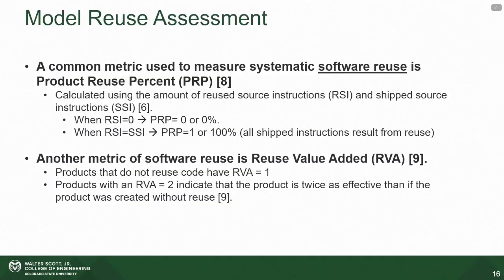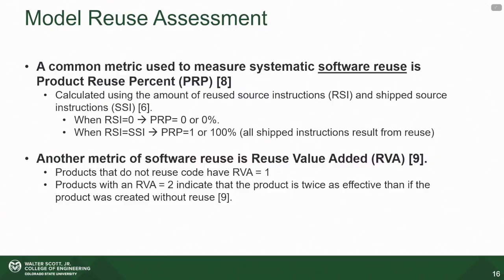A standard metric used to measure system software reuse is called the product reuse percent, or PRP. This particular metric indicates how much of a product can be attributed to reuse and is calculated using the amount of reused source instructions, or RSI, and the shipped source instructions, SSI. When the product has no reuse, RSI is equal to 0, resulting in a PRP of 0. When RSI is equal to SSI, all shipped instructions result from reuse, and thus PRP is equal to 1. So PRP lives between 0 and 100%.